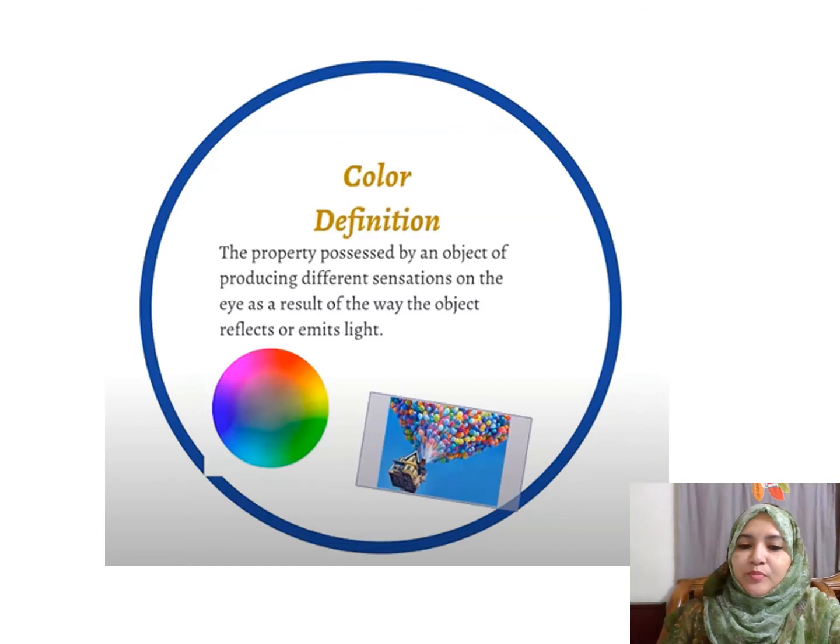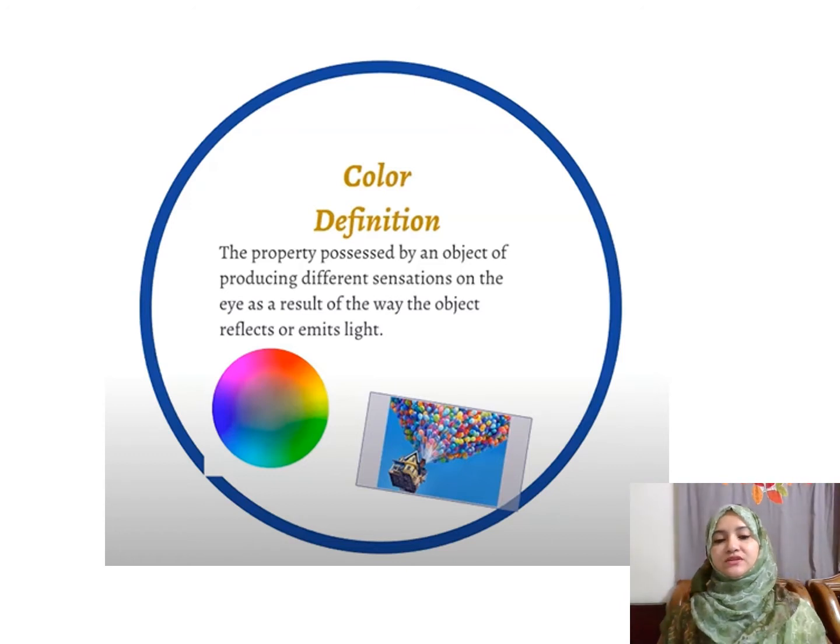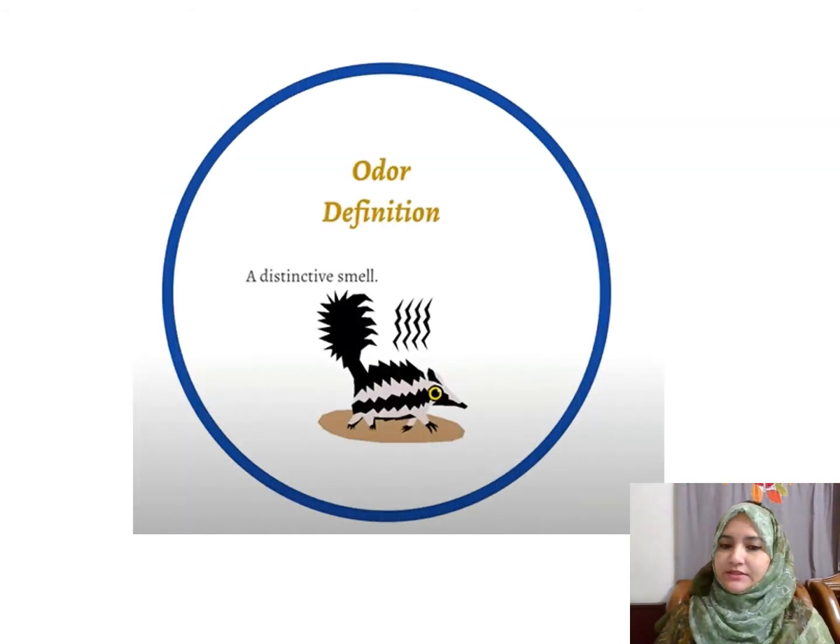Now the color: the property possessed by an object of producing different sensations on the eye as a result of the way the object reflects or emits light. I repeat, the property possessed by an object of producing different sensations on the eye as a result of the way the object reflects or emits light is known as color. And odor: what is the definition of odor? We know about that. Odor is a distinct smell.